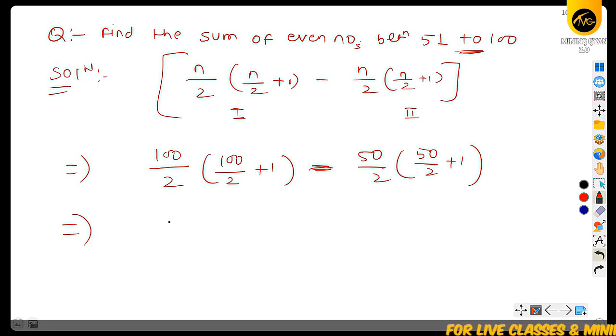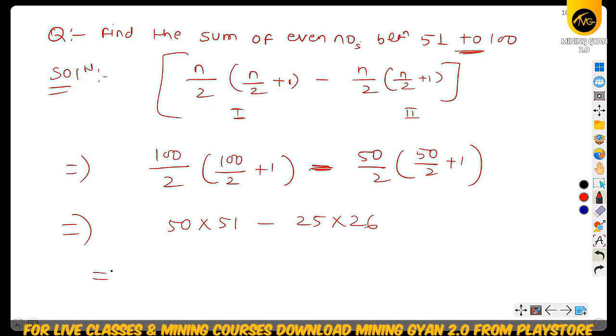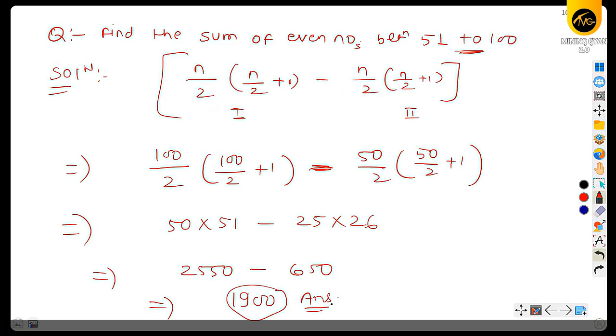Now 100 divided by 2 is 50, into 51, and minus 25 into 25 plus 1, that means 26. Now 25 into 26, it is 650. Just subtract 650 from 2550, and that will be the answer. That is 1900. So basically 1900 is the sum of even numbers between 51 and 100.